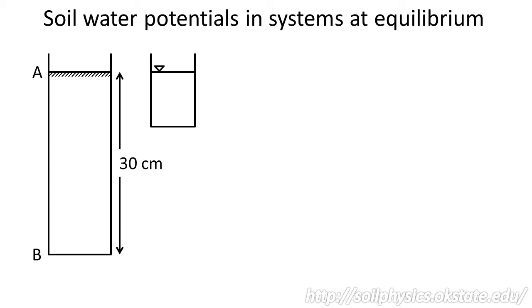We have a reservoir of water here on the right, and this triangle shows that the surface here is at atmospheric pressure. We want to now connect this reservoir hydraulically to the soil column, and so this line represents a hydraulic connection between the water reservoir and the bottom of the soil column.